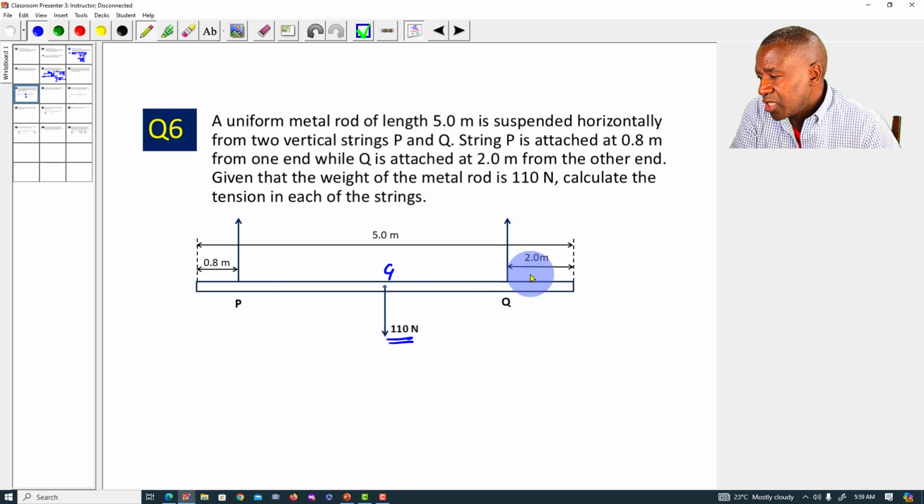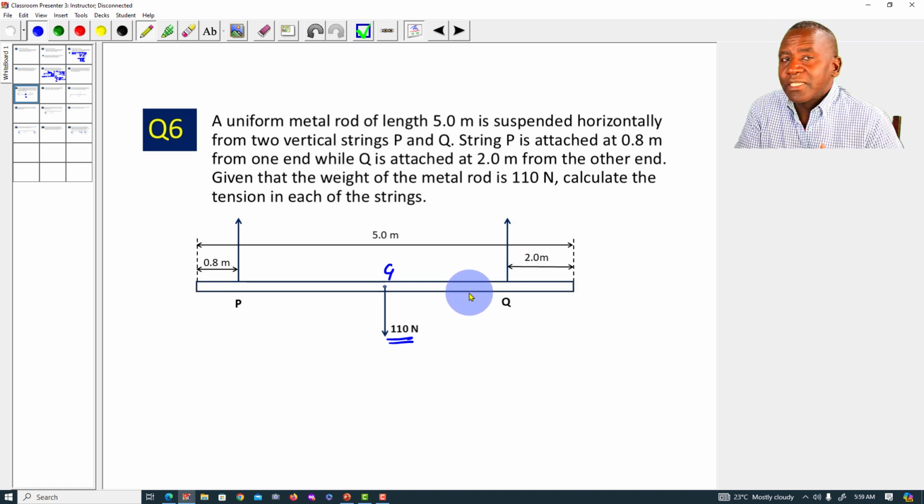Just draw this thin rectangular shape and then put the weight at approximately the center point. Then you draw that arrow to show that that is the weight that you're dealing with. And you know this one's 2.5. So string P is 0.8 meters from this end, while string Q is 2 meters from this other end. And it is just as simple as that.